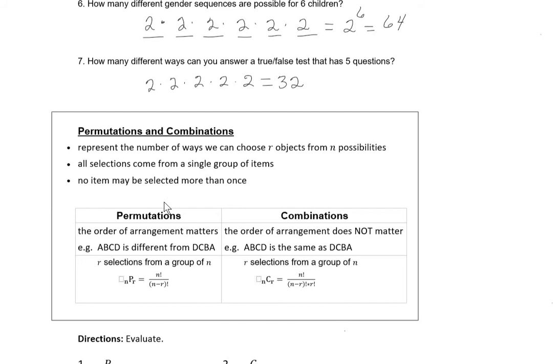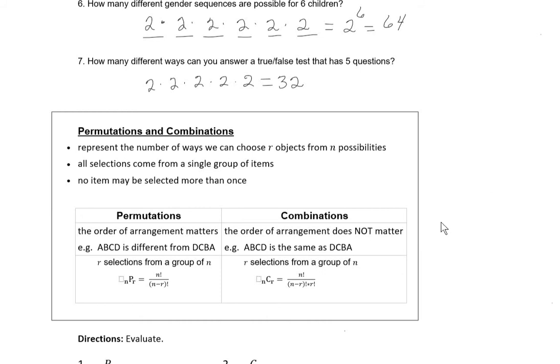The difference between a permutation and a combination is whether or not order matters. If the order of arrangement matters, it's a permutation. If the order of arrangement does not matter, it's a combination. And we can see an example here. With a permutation, ABCD is different than DCBA, but with a combination, they're going to represent the same thing.